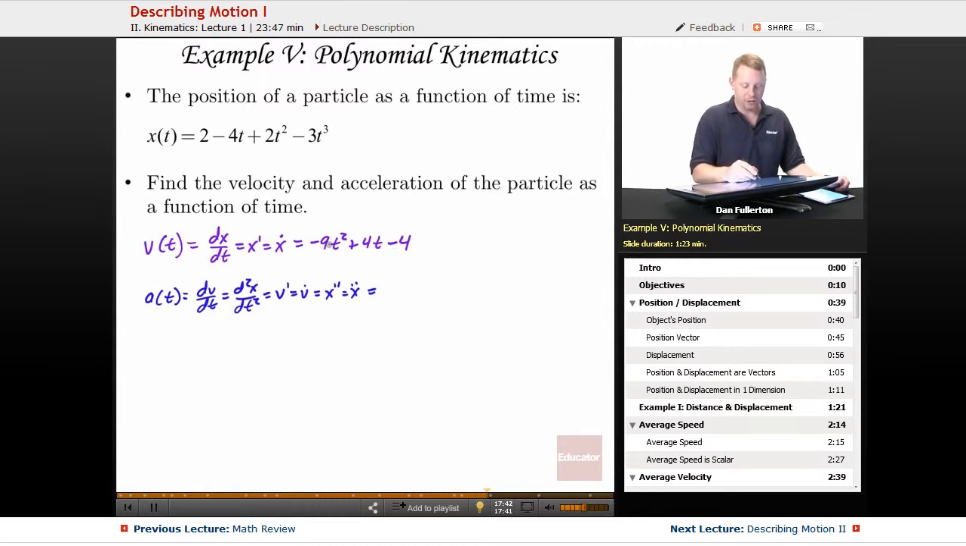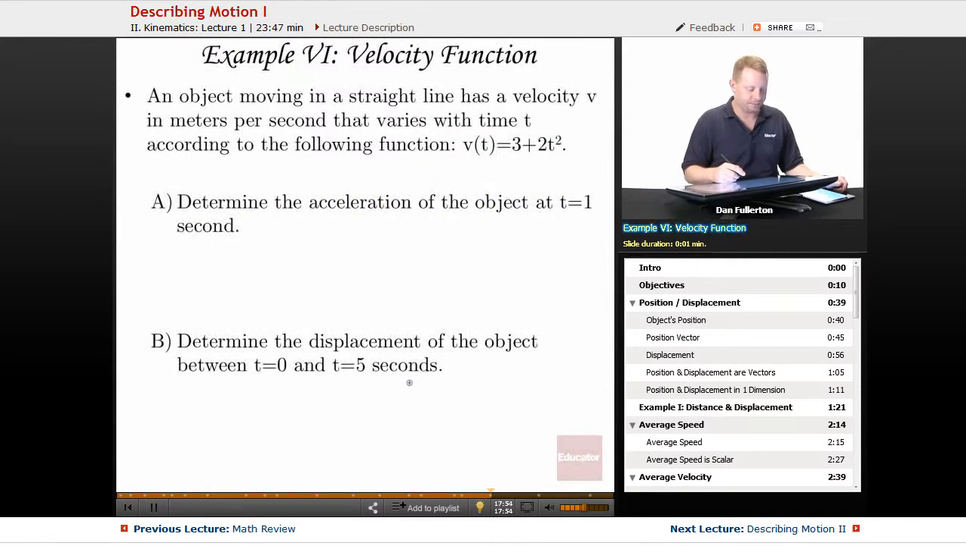But eventually we take the derivative of our velocity, and I would come up with minus 18t plus 4. All right, more examples. An object moving in a straight line has a velocity v in meters per second that varies with time t according to this function, 3 plus 2t squared. Find the acceleration of the object at 1 second.